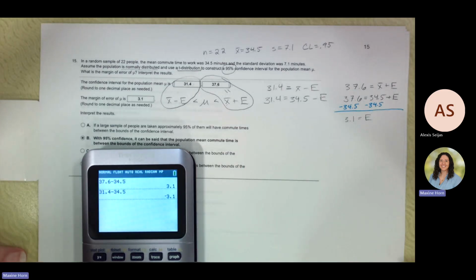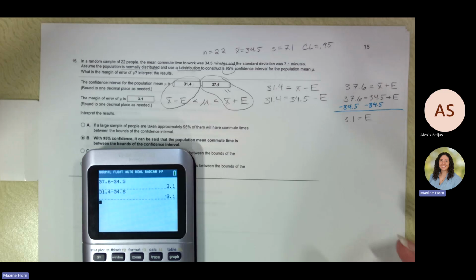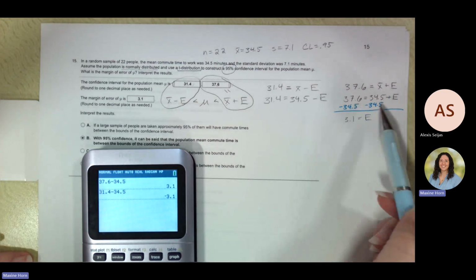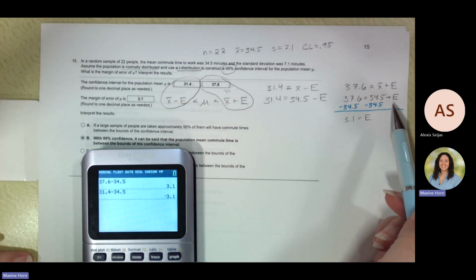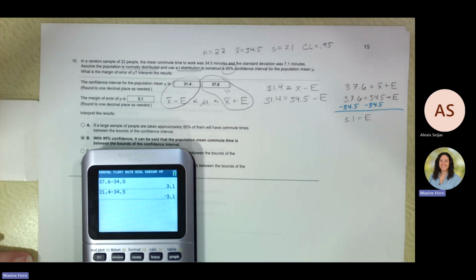Or like I said, you could go back and actually find your t alpha halves and then plug it into your margin of error formula and calculate it that way. But even though this is not necessarily fresh in your mind, this is going to be easier than going back and doing the formula from scratch. And then of course they want us to interpret the results, which is what we've been doing this whole time.